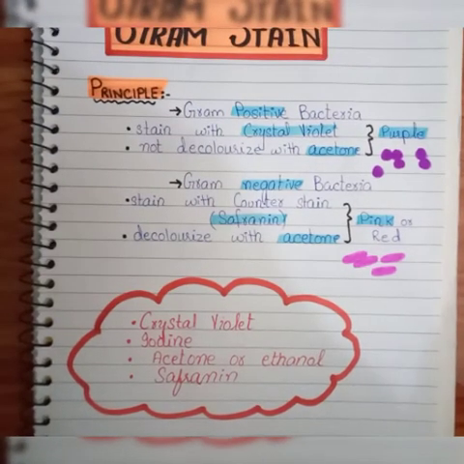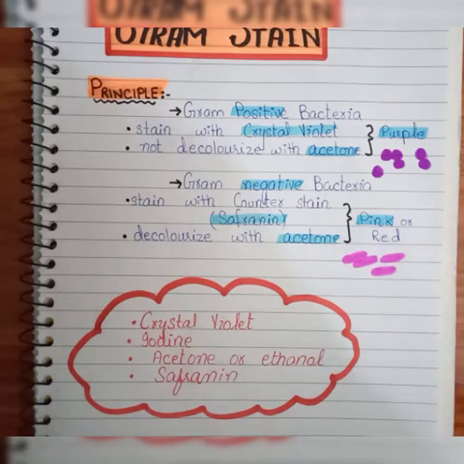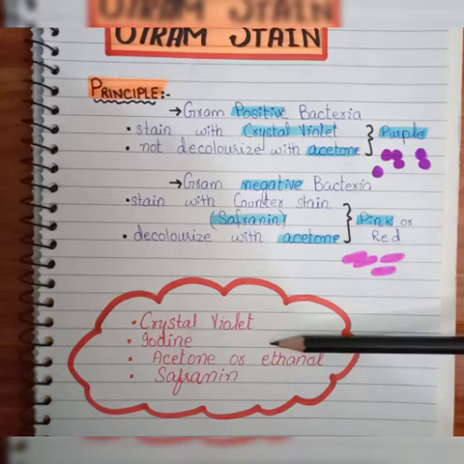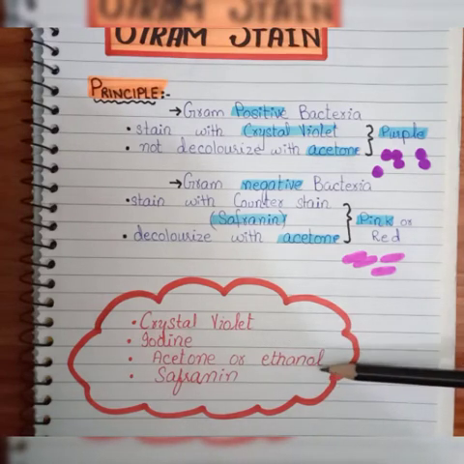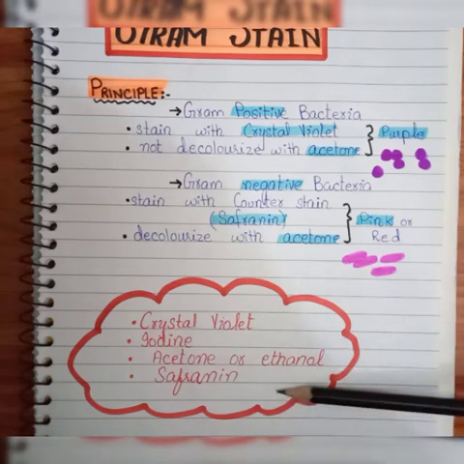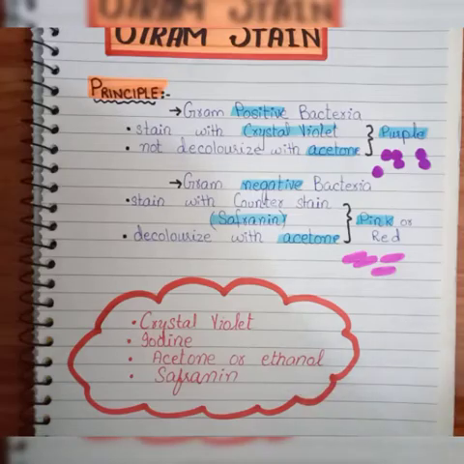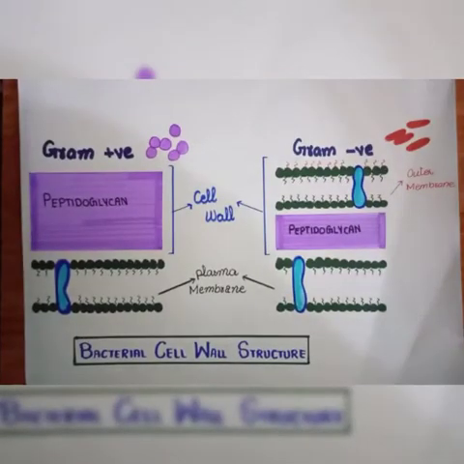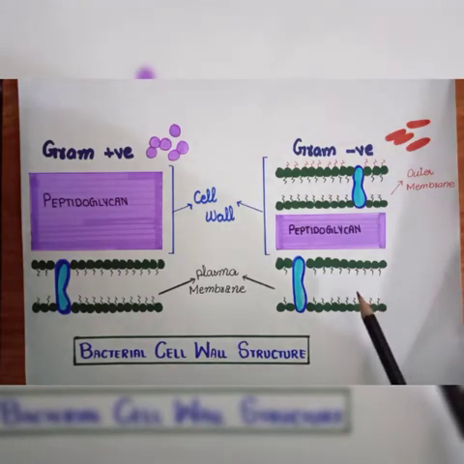In gram staining, we will use different reagents. First, we will use crystal violet. Second, we will use iodine or Lugol's iodine. Third, we will use acetone or ethanol as a decolorizer. And last, we will use the counter stain, that is safranin. And the factor that makes the bacteria either gram positive or gram negative is basically the difference in the bacteria's cell wall structure.